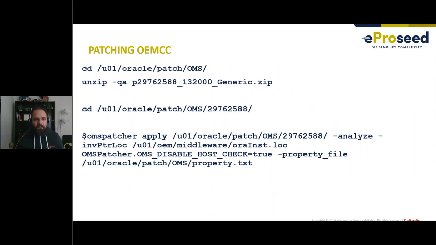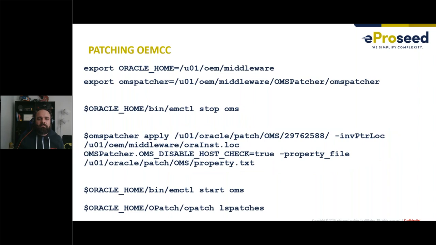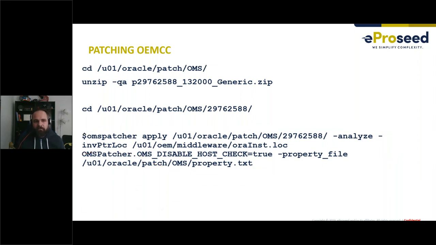And then if we analyze with OMS patcher here, it's a kind of a pre-check. Then we can stop the Enterprise Manager and apply the necessary patches, putting the property file generated in the last slide.